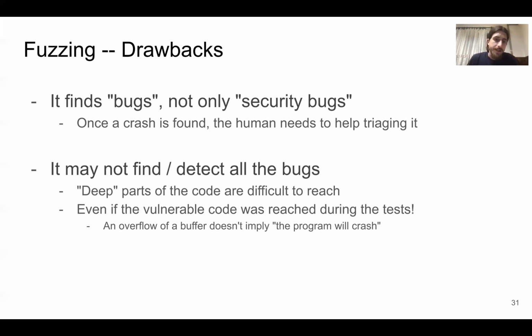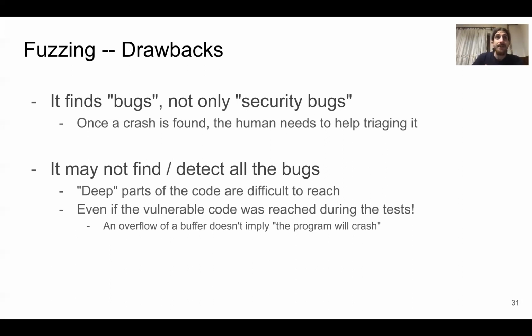The other important point is that even if the vulnerable code was reached during the test, it doesn't mean that the bug is going to be found, because maybe the test cases reached the problematic code, but did not trigger the corner case, so there was no crash. Or maybe there was a buffer overflow and the buffer was overflowed, but depending on how things were set up, this does not directly lead to a crash, which again means that you're not going to find the bug there.